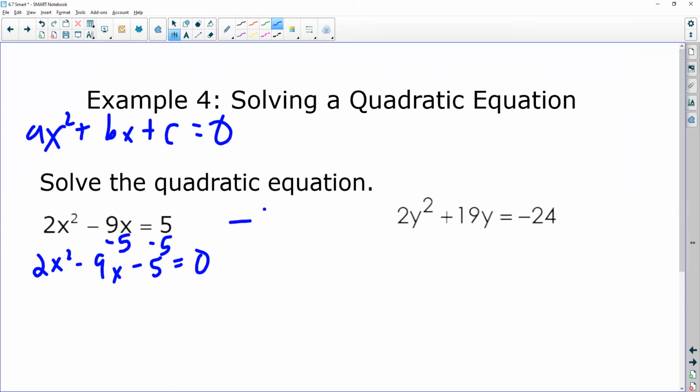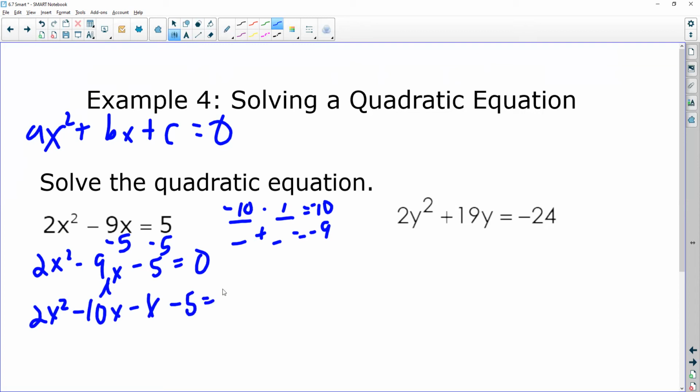So I have two numbers that multiply to negative 10, and two numbers that add to negative 9. Well, that's going to be negative 10 and positive 1. So I'm going to rewrite the b term: 2x squared minus 10x minus x minus 5 equals 0.